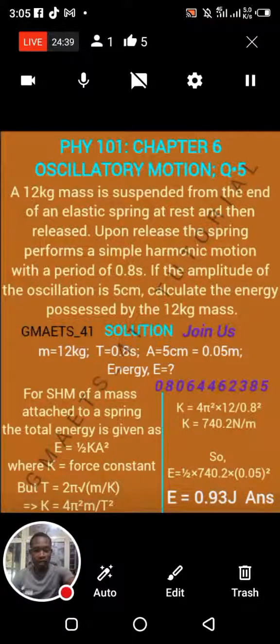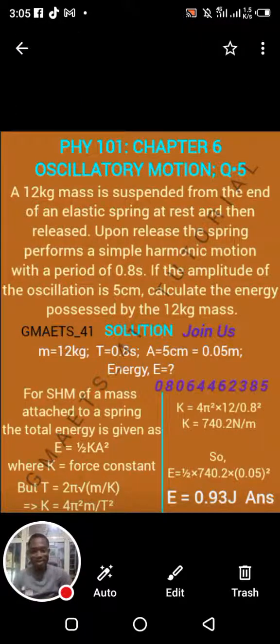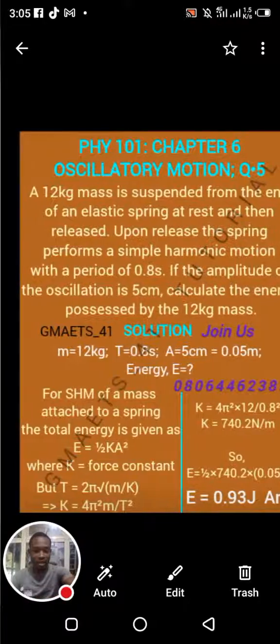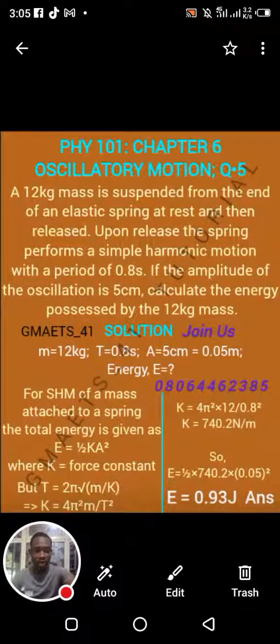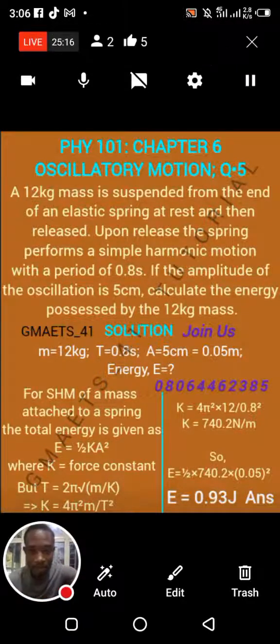So this is Physics 101, Chapter 6 on oscillatory motion, question 5. Very interesting question that your examiner has given here. Quite interesting and fun. A 12 kilogram mass is suspended from the end of an elastic spring at rest and then released. Upon releasing, the spring performs a simple harmonic motion with a period of 0.8 seconds. Now, we're given the amplitude of the oscillation to be 5 centimeters, and the examiner requires that we calculate the energy possessed by the 12 kilogram mass.